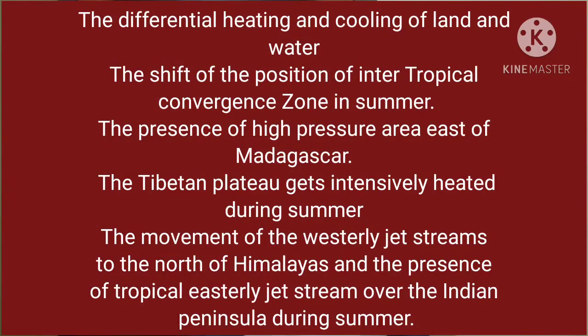They are the differential heating and cooling of land and water, the shift or the position of intertropical convergence zone, the presence of high pressure area east of Madagascar, the Tibetan plateau gets intensively heated during summer, the movement of westerly jet streams to the north of Himalayas, and the presence of the tropical easterly jet stream over the Indian peninsula during summer season.